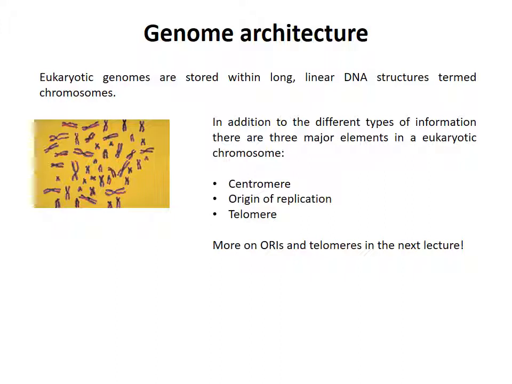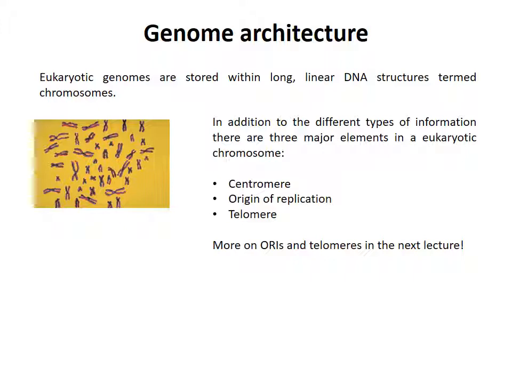And we'll talk more about origins of replication and telomeres when we discuss DNA replication. Origins of replication are sites at which DNA replication initiates, and for human chromosomes there are many origins of replication across each chromosome, in contrast to prokaryotic genomes, which generally have a single origin of replication.